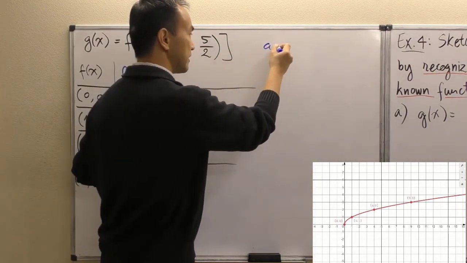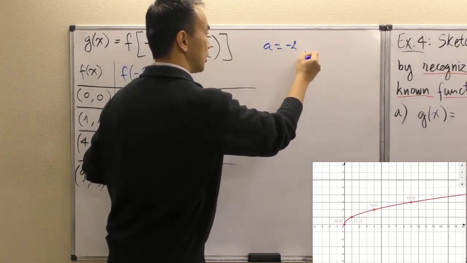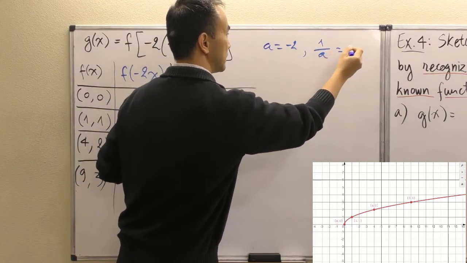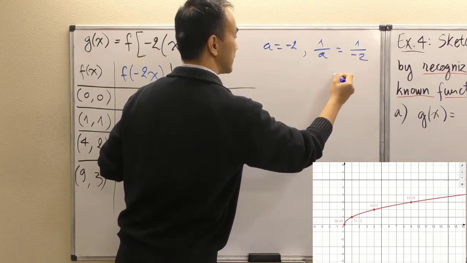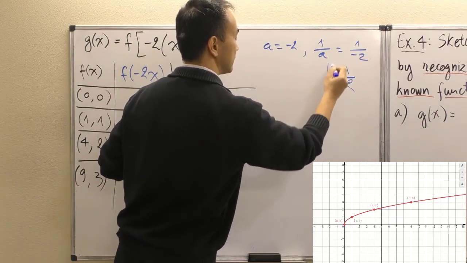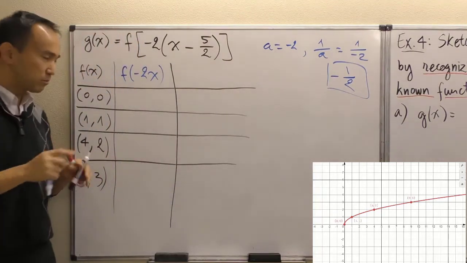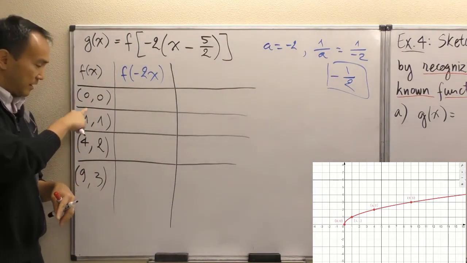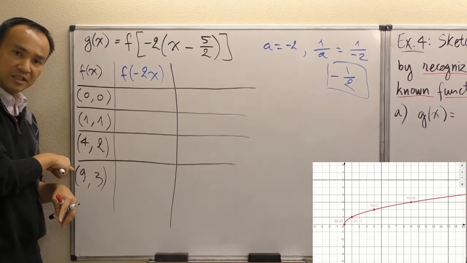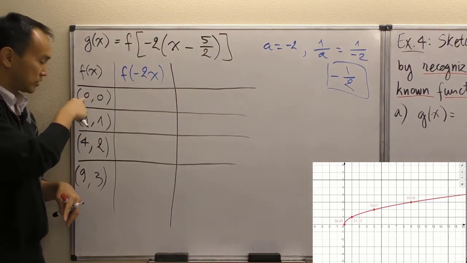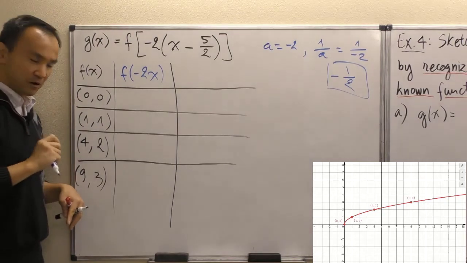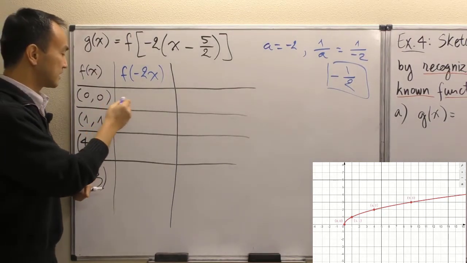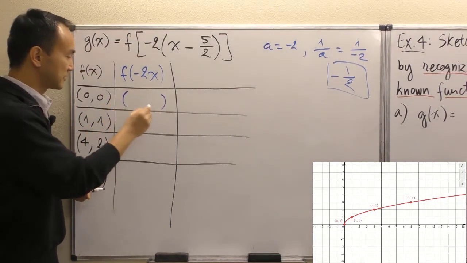a in our case here is negative 2, and so 1 over a is going to be 1 over negative 2, or in other words, negative 1/2. We're going to multiply every x value, so the x values on these guiding points are no exception. We're going to multiply all of these x values by negative 1/2. Now I'm looking at the next point here.